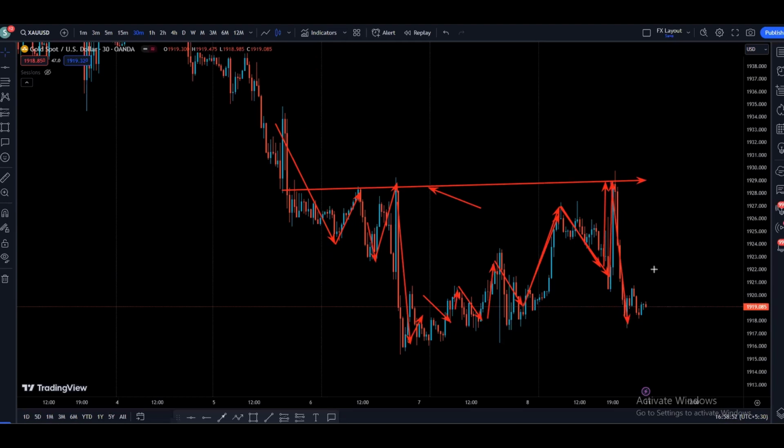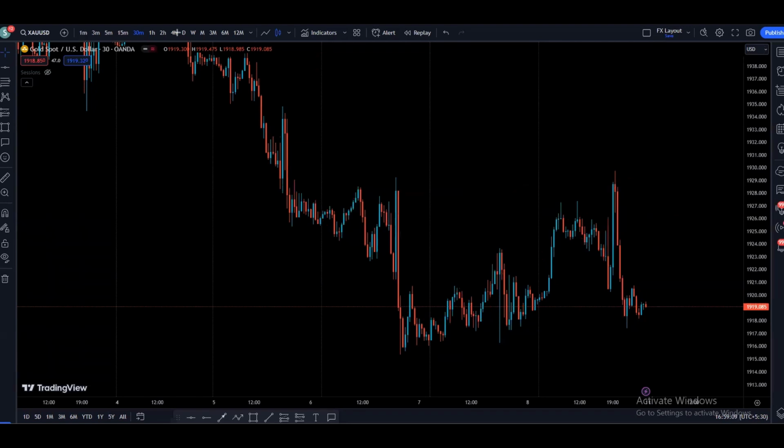So right now I'm just waiting for the price to come up, create some kind of resistance, maybe in the previous resistance area, or maybe right here. And then I'll be looking for some kind of shorting opportunity to target this low and this low created by the price. So that is something on the 30-minute time frame on the gold. Now let's go to GJ.